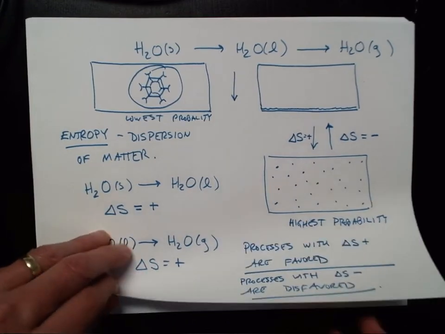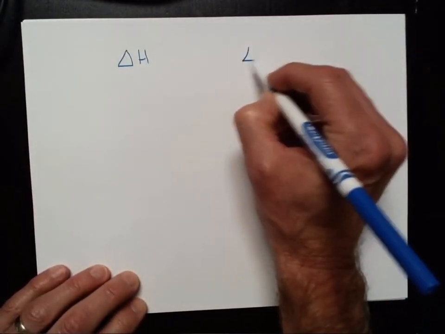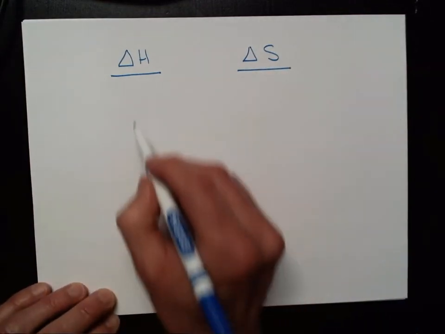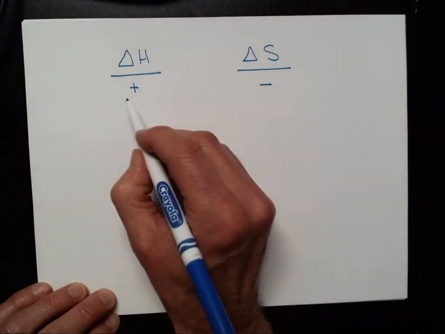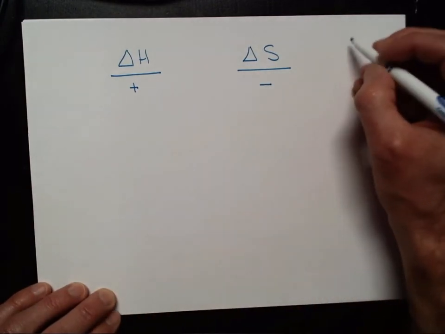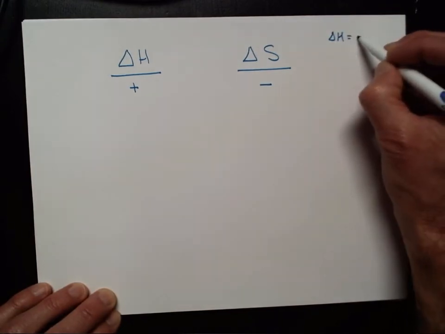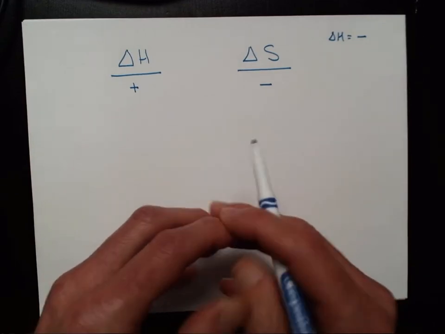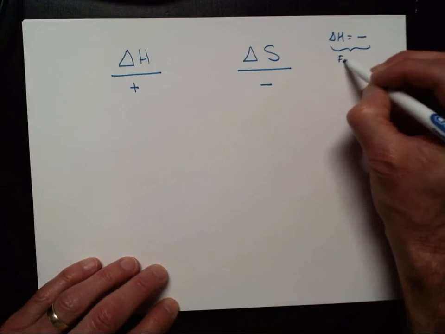And we put all this together in the following way. We've got to look at both delta H and delta S. We've got some possibilities here. Let's write it over here again so we remember. Delta H, exothermic, that's negative. That means energy that's concentrated in the system gets spread out all over the surroundings. So this is favored.